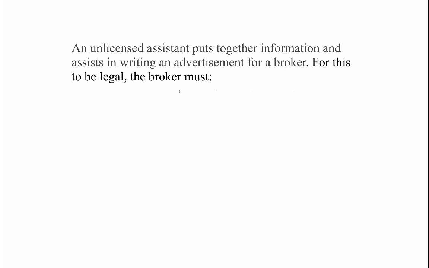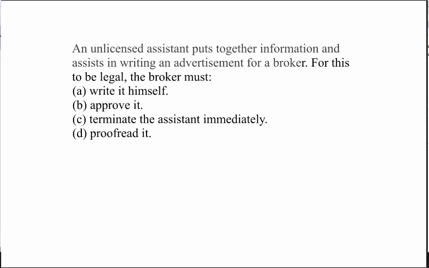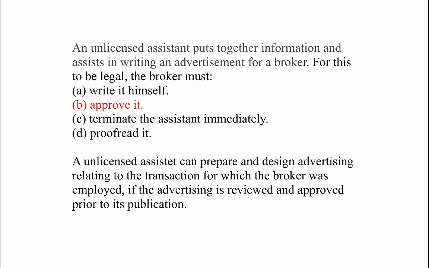An unlicensed assistant puts together information and assists in writing an advertisement for a broker. For this to be legal, the broker must A. Write it himself, B. Approve it, C. Terminate the assistant immediately, or D. Proofread it. The answer is B. Approve it.